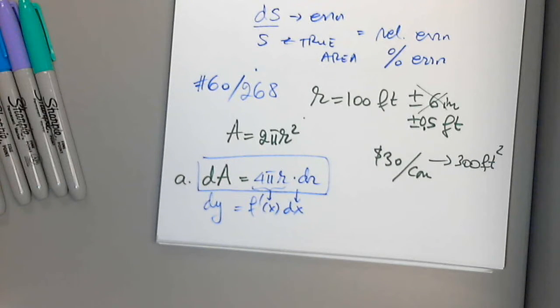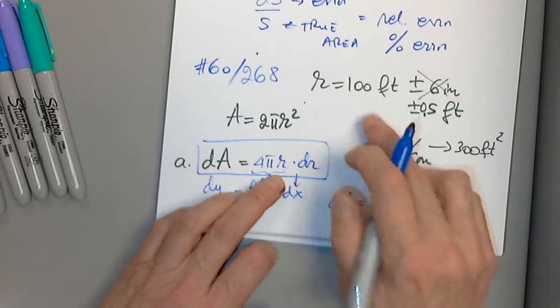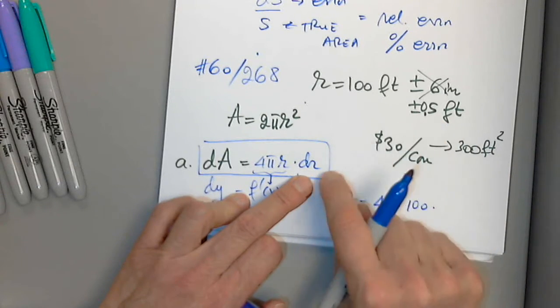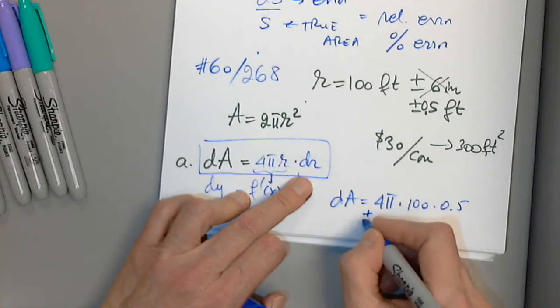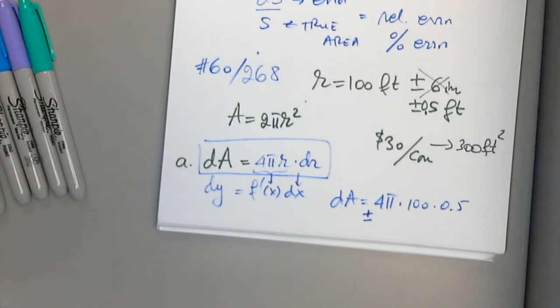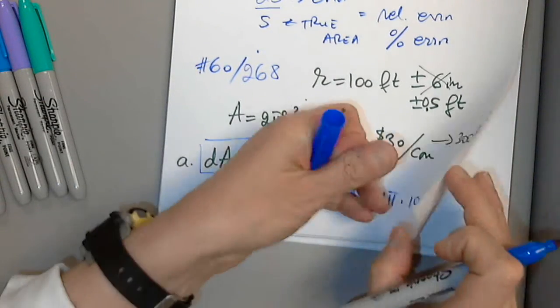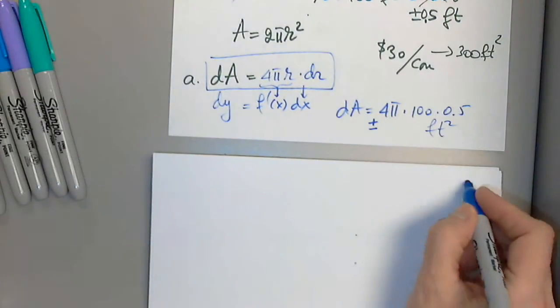Good, excellent. So now we can determine dA: 4 pi r, where r is indeed 100, and dr is nothing else but the tolerance, so times 0.5. And of course, this will be plus or minus. What is the measurement unit for this? Careful. Yes, excellent. Indeed, square feet. It has to be, because we're talking about area now. Good, so what did we get?